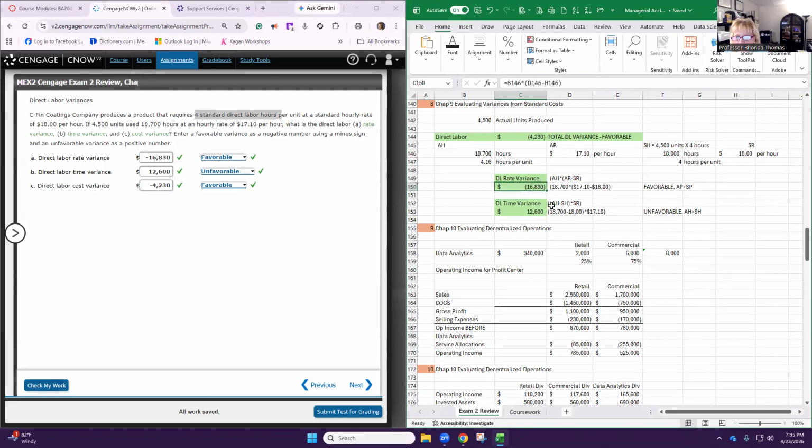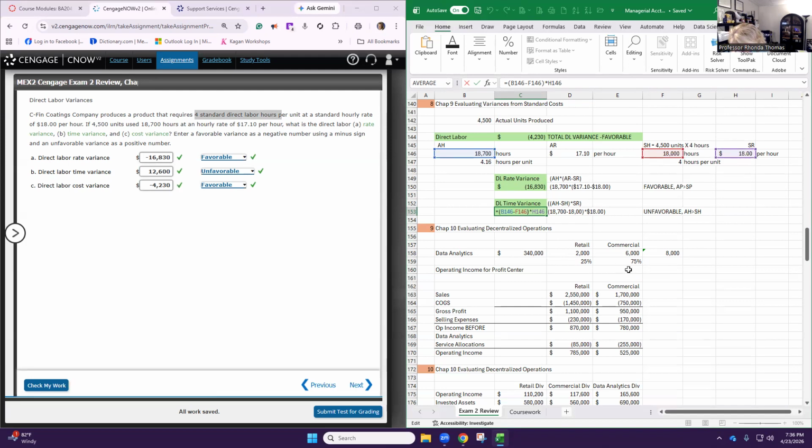Okay, so we have a favorable rate variance, which we figured would happen because we're paying less than the standard. But now the time variance. We're going to take actual hours minus standard hours times the standard rate. And the standard rate, let me put this in here. I didn't have this in here right. So this should be $18 as the standard rate. But I do think we're okay here. Let me just double check. Yes, this minus this times this.